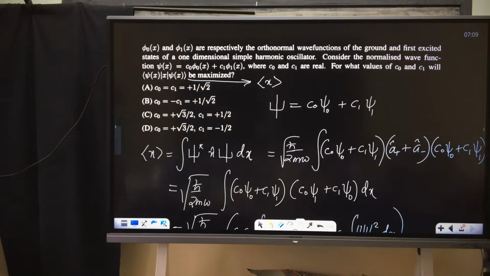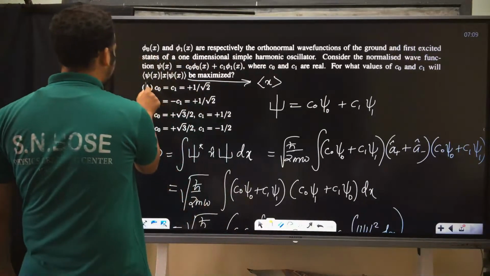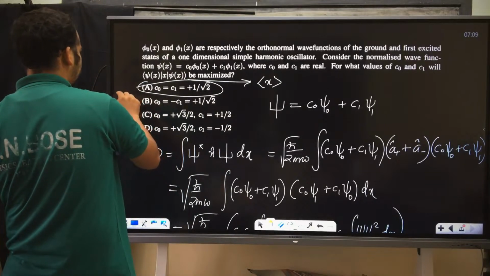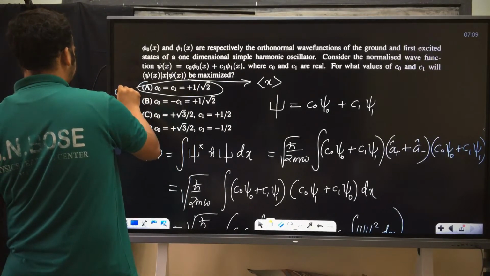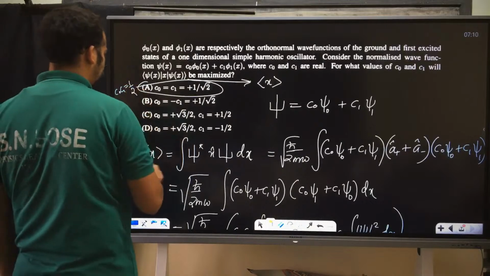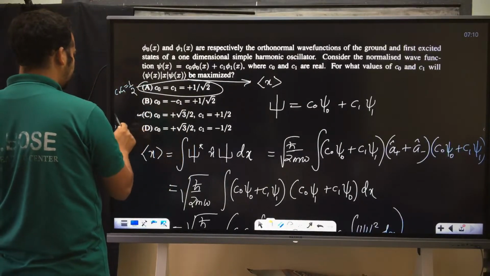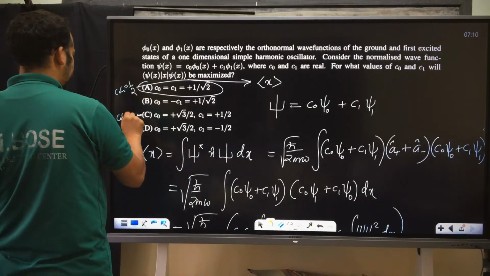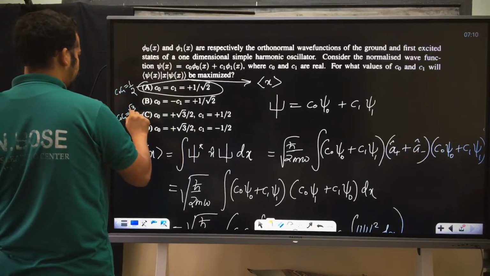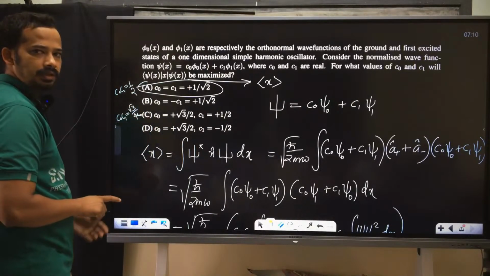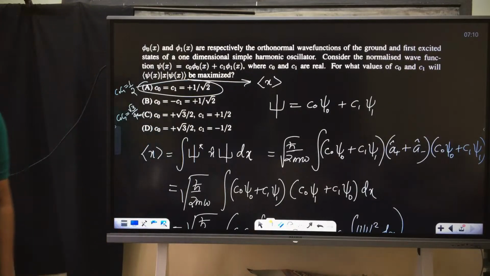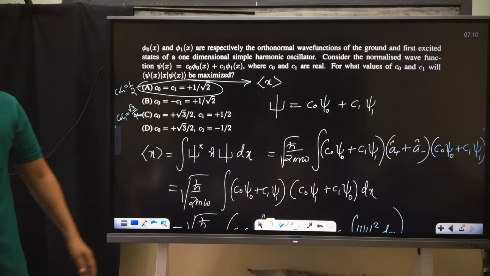Sir, E not equal to minus C1. Option A, C naught equal to C1 is equal to 1 by root 2? For this one, C naught C1 value is 1 by 2. For this one, C naught C1 value is root 3 by 4. Which one is higher? 1 by 2 or root 3 by 4? Option A is right, okay? 1 by 2 is higher, am I right? Option A is right.